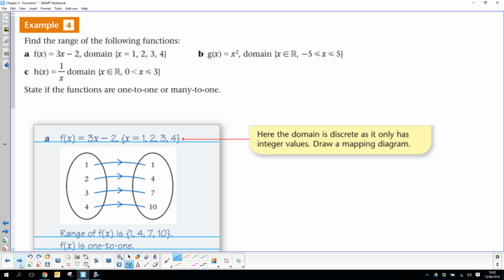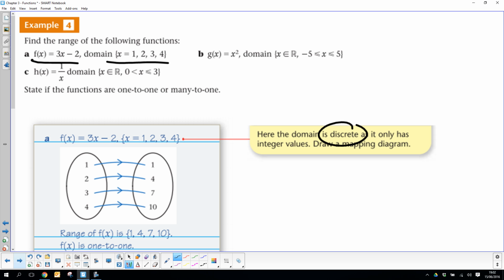So looking at some functions and trying to work out what the ranges are, we're going to do very similar to what we were doing last time. I'm not going to spend a long time on example 4a because these are fairly infrequent, but it says f of x equals 3x minus 2 and the domain is x equals 1, 2, 3 and 4. It mentions here this is discrete.